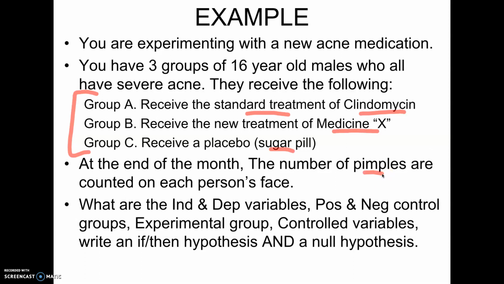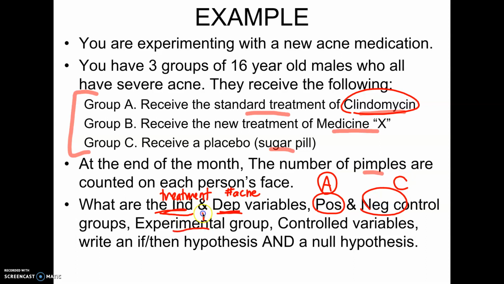So let's run through the parts really quick. Our independent variable, what are we changing? We're changing the treatment, which pill they're going to take. Dependent variable, we're going to be counting the amount of acne they have. So dependent, what are we measuring? Independent, what are we changing? This experiment has a positive and a negative control group. Our positive control group would be Group A. They're receiving a treatment that we know already works. Our negative control group is receiving nothing. They're getting a sugar pill.